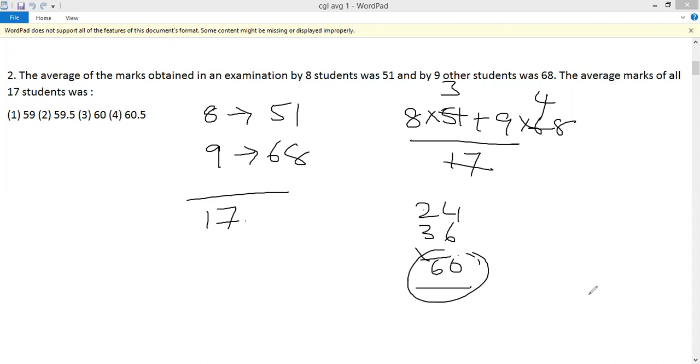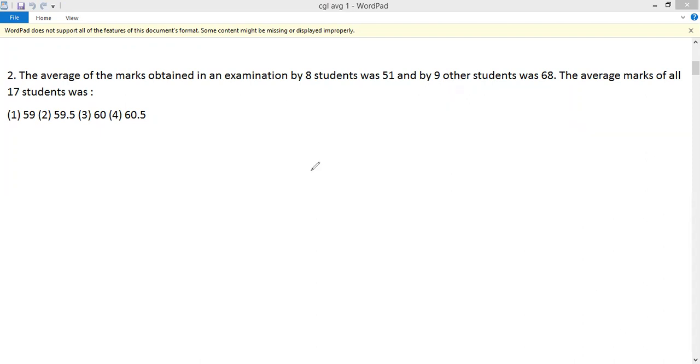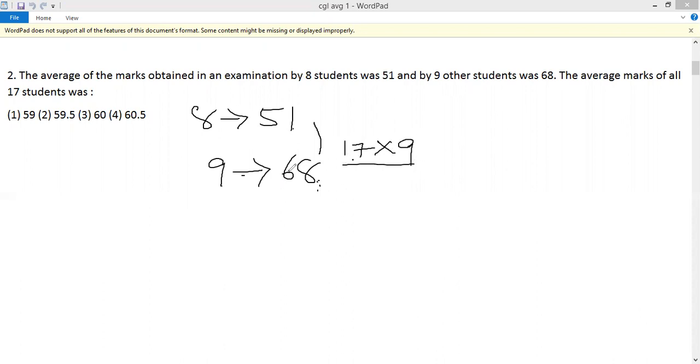This is the general method. Right. Next we will see another method. 8 students is 51. 9 students is 68. Here difference is what? 17. 17 is higher. For how many numbers? How many numbers are more than 51? 17 into 9. Why? This is the more quantity. That must be divided by all these 17. So 9 is more than 51.